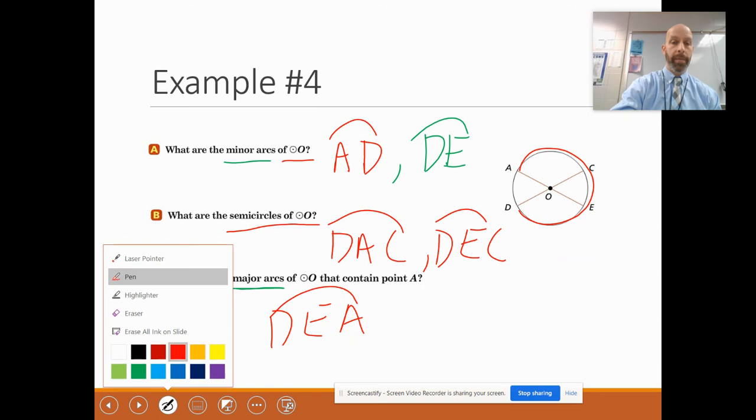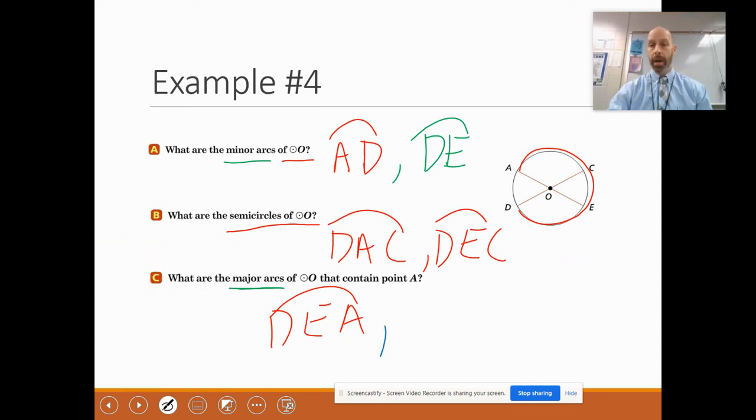Let me give you one more major arc. I'm just going to make this one up. Let's do this one right here. I'm going to give you this one. Okay, so this would be arc, we'll call it CAE.